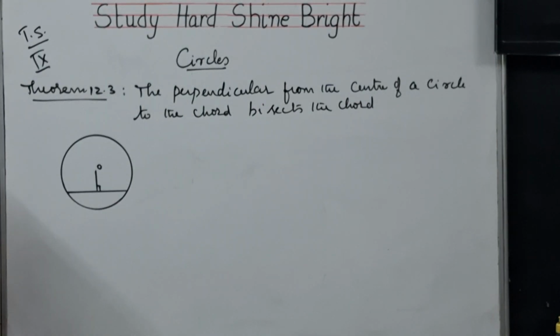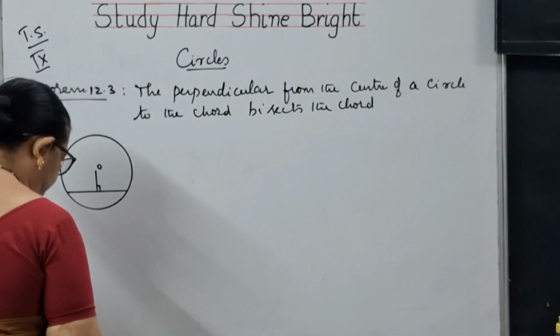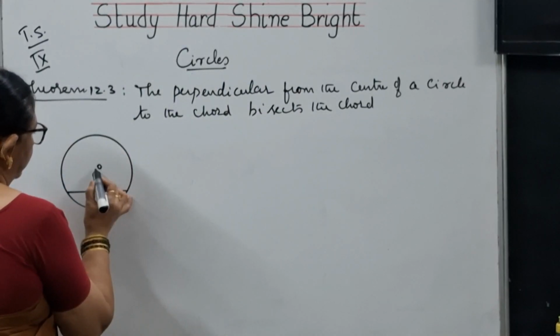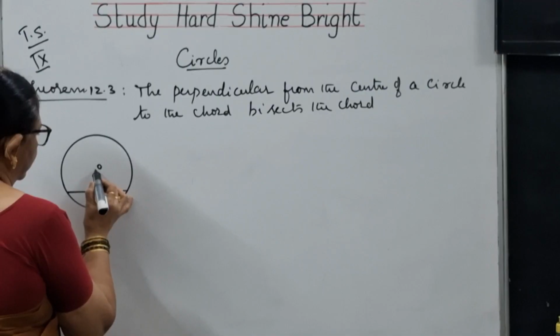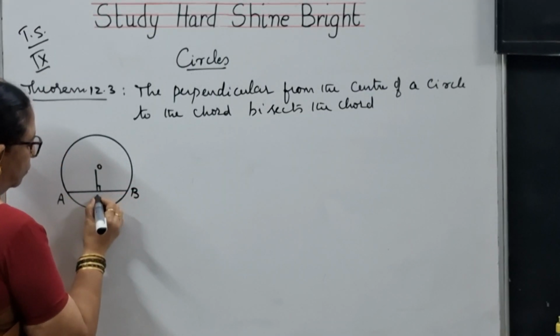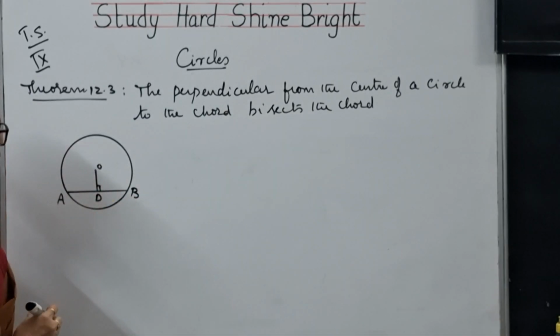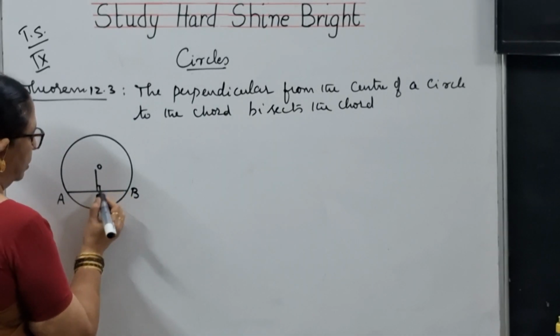I am now dealing with the circles of ninth class, Theorem 12.3. The perpendicular from the center of the circle to the chord bisects the chord. What does it mean? See, this is the circle and this is the center of the circle, and AB is the chord and OD is perpendicular to AB. We need to prove that AD is equal to DB.